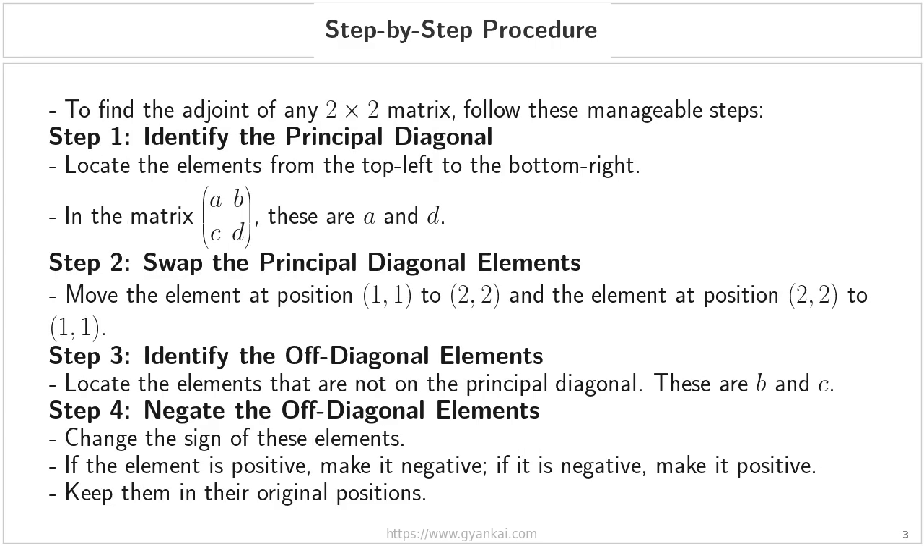Step 4. Negate the off-diagonal elements. Finally, you need to change the signs of these off-diagonal elements. This means if an element is positive, make it negative, and if it is already negative, make it positive. It is very important to remember: keep these elements in their original positions, do not swap them. Once you've completed these 4 steps, you'll have your adjoint matrix ready. Let's move on to the next slide, where I'll show you exactly how this looks in a real numerical example.